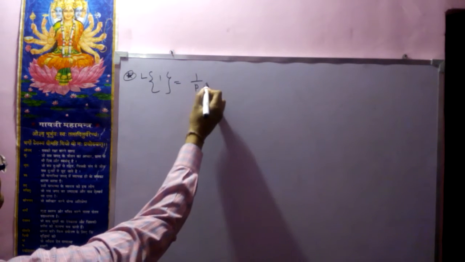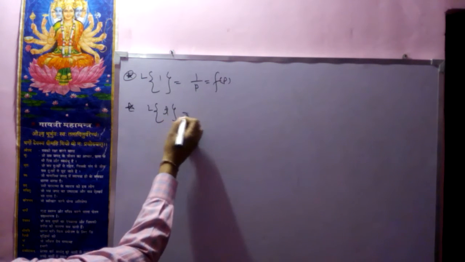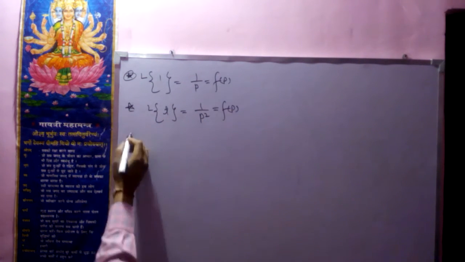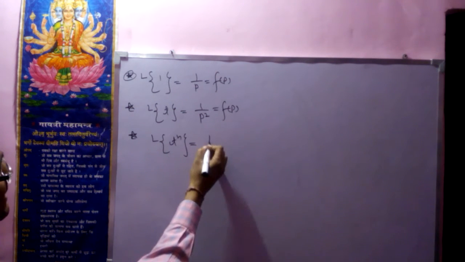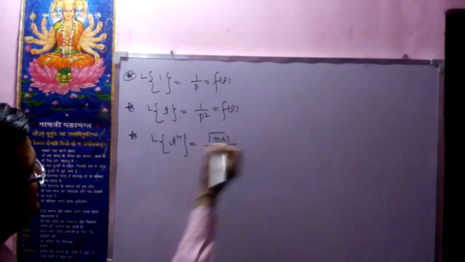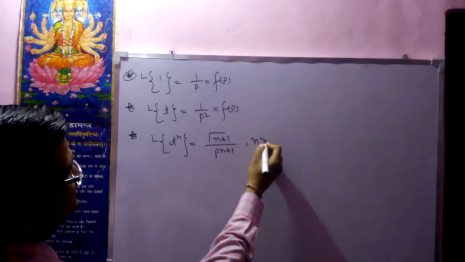Just like the Laplace transformation of 1 is equal to 1 upon p, that is a function of p. And the second property is the Laplace transformation of t, that is 1 upon p square. This is also a function of p. And the third property is the Laplace of t to the power n, that is gamma n plus 1 upon p to the power n plus 1, and here n is greater than or equal to 0.